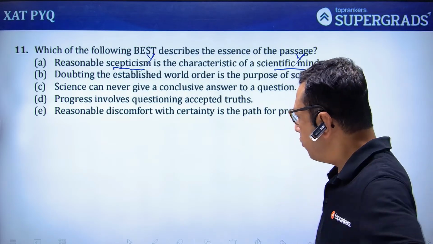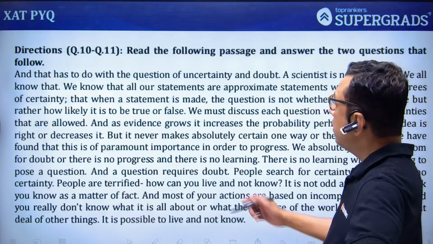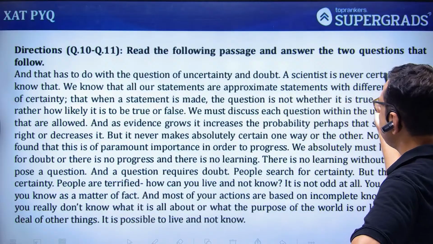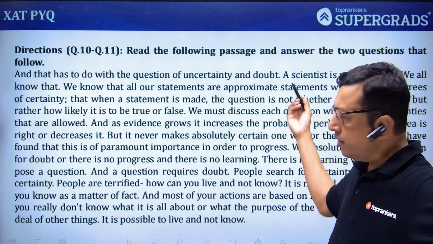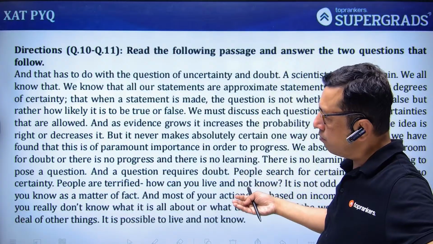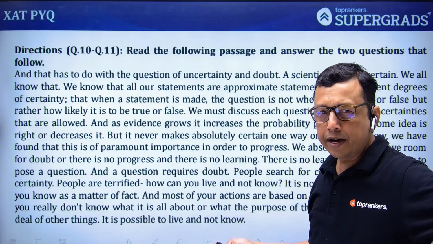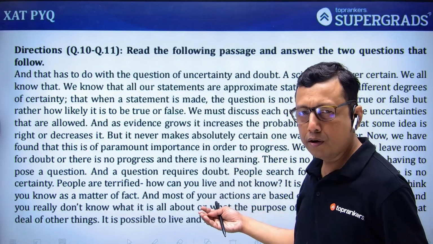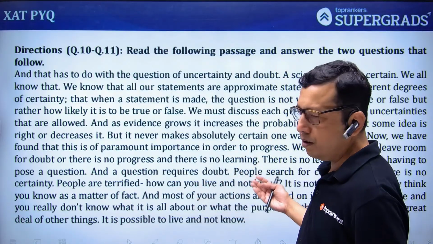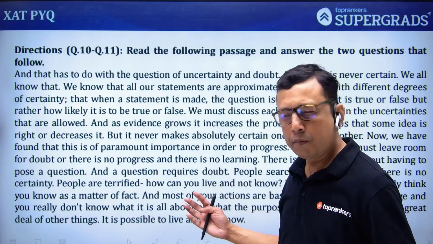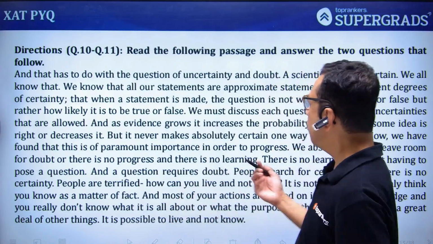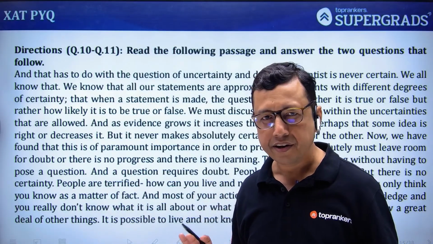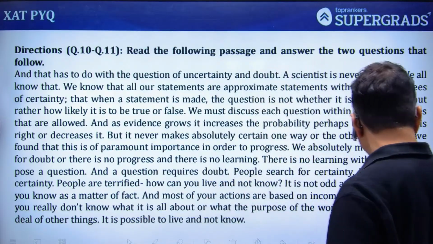And in fact, if you look at the beginning of the passage, right? Uncertainty and doubt. A scientist is never certain. That is how it starts. And if you look at the lines that follow, by and large, this idea is elaborated upon. Although later on in the passage, the author does talk about progress and all, but basically it has to do with the approach that a scientist adopts. It's very clearly there in the passage.